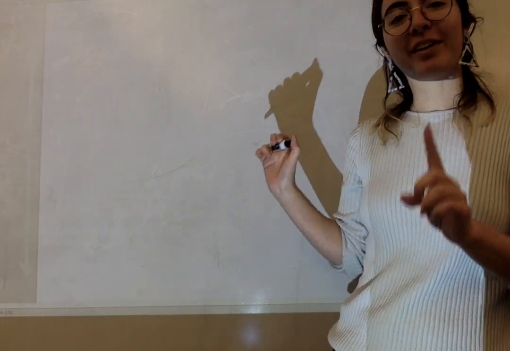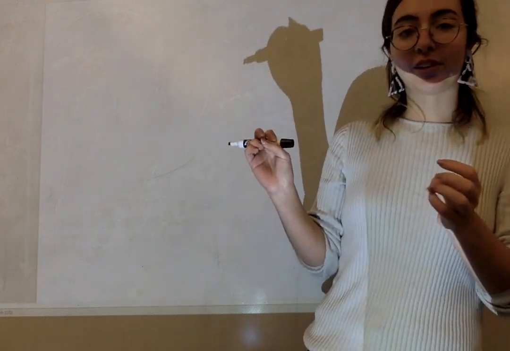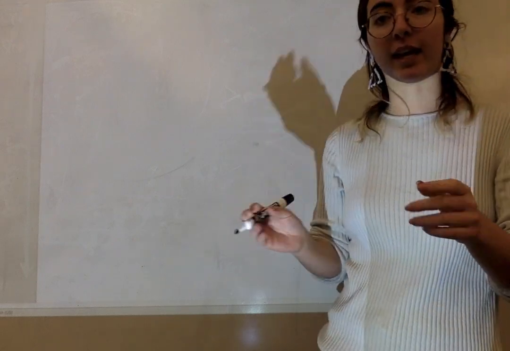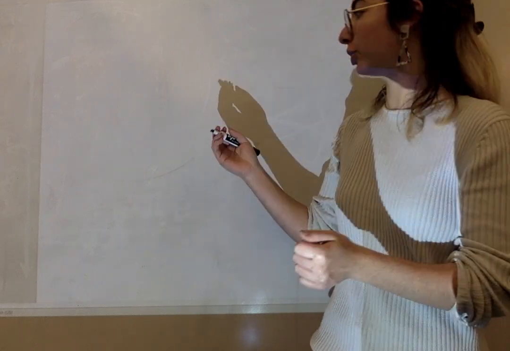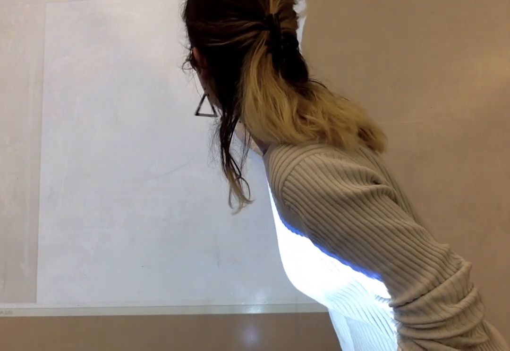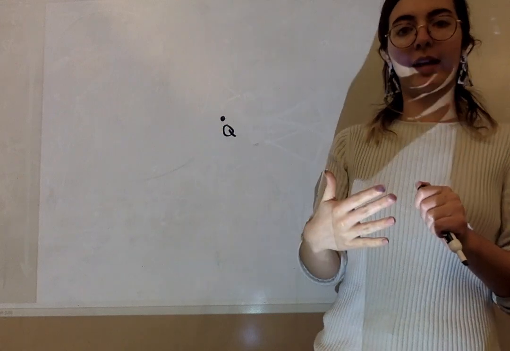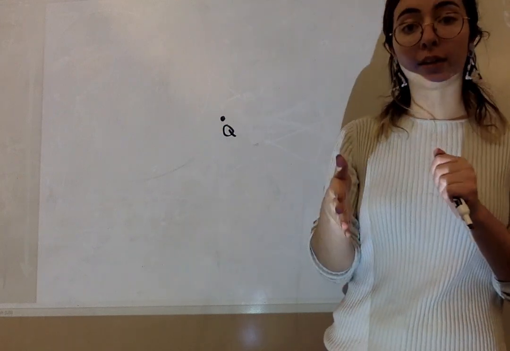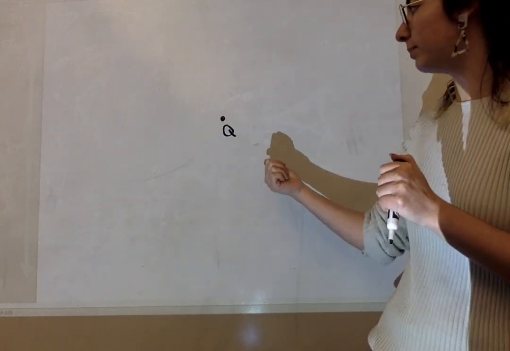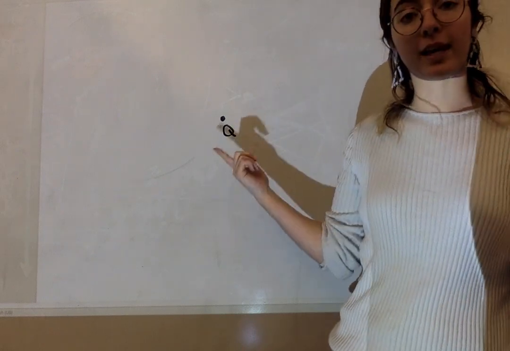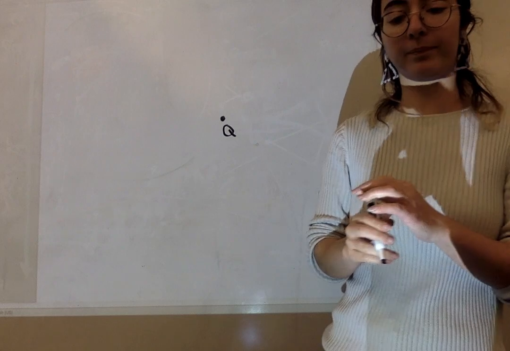The first one we're going to talk about is rotations. And to complete a rotation, you need three pieces of information. You need, first, a center point, a point of rotation. That's kind of like when you're doing reflections, you needed to know your line of reflection. In a rotation, you need to know where your point is. So we'll call this point Q. That'll be our point of rotation.